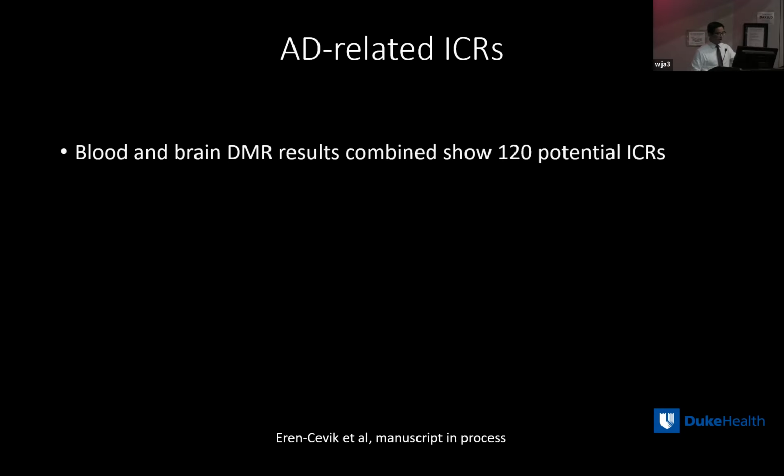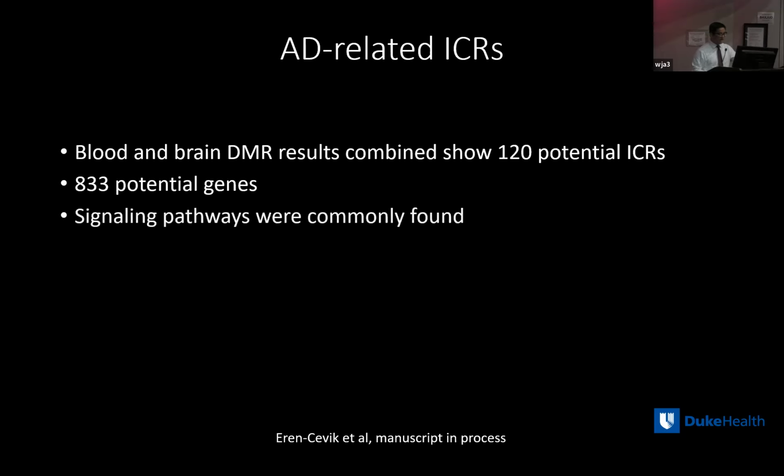But the AD-related ICRs, there's a potential of 120 ICRs at this time. When we compared the blood data to the brain data, we see about 120 that need to be further validated with more power. With the 120 ICRs, we think there are about 800 potential genes. The interesting thing is that these genes have a lot of signaling pathway commonalities. IGFR2, I think, is one that we're actively investigating right now, but there are so many other ones that I think are very interesting. And this is just the beginning of determining how these ICRs interplay with the genes and lead to the development of Alzheimer's disease as we go forward.